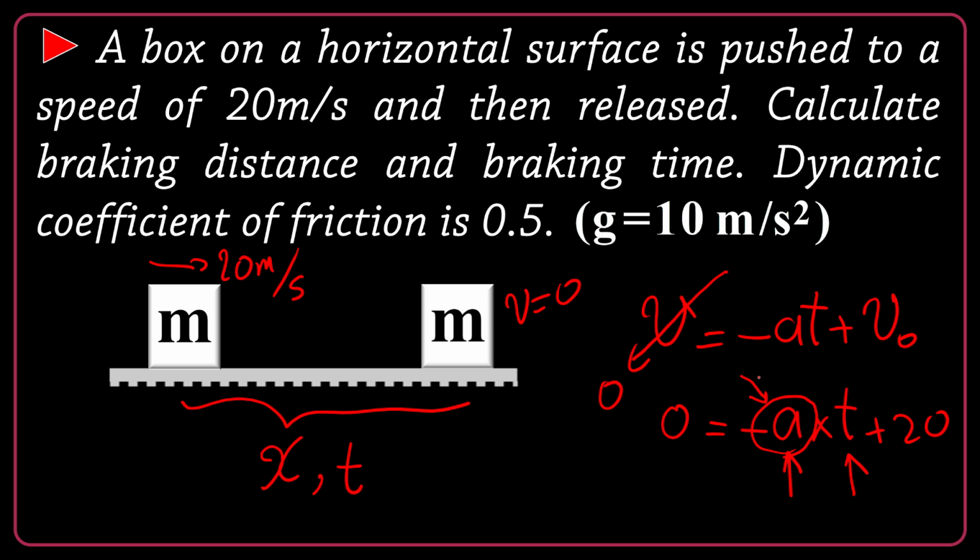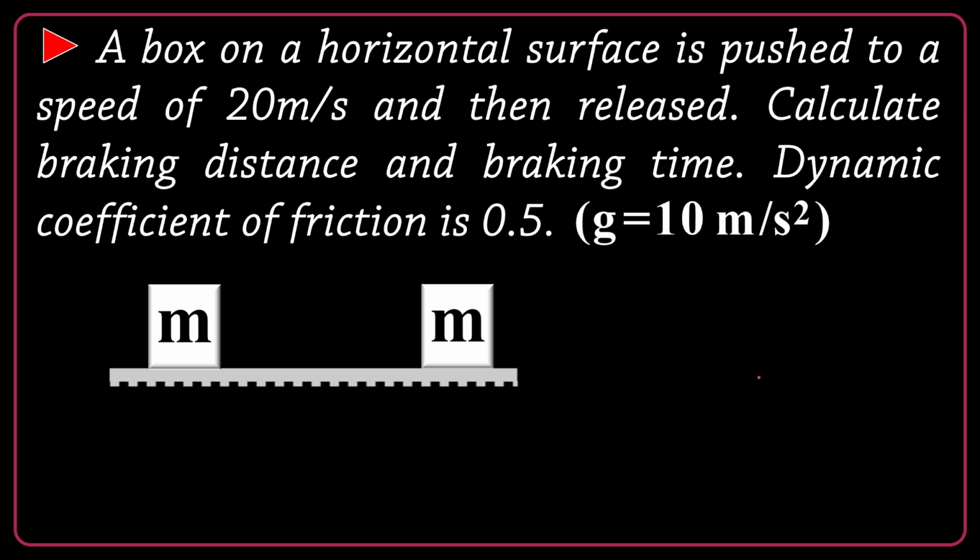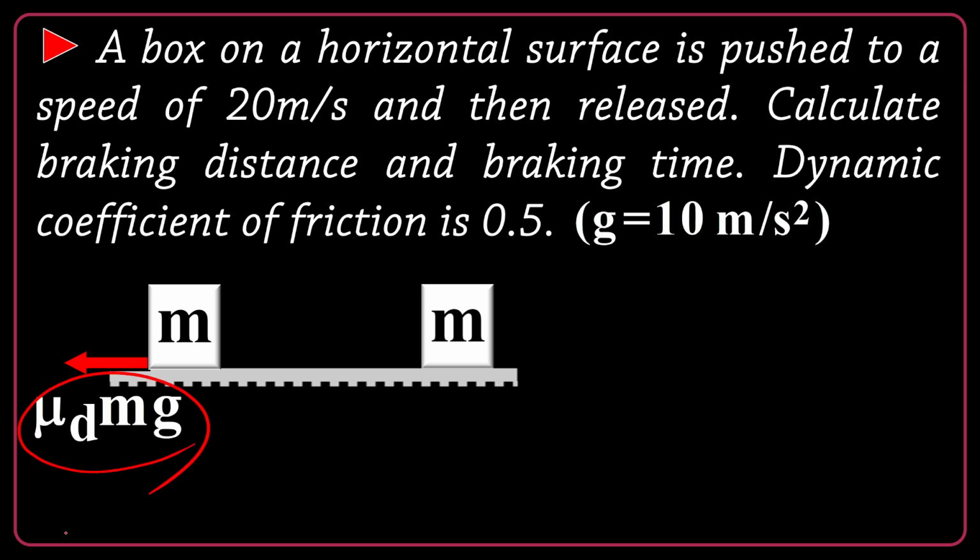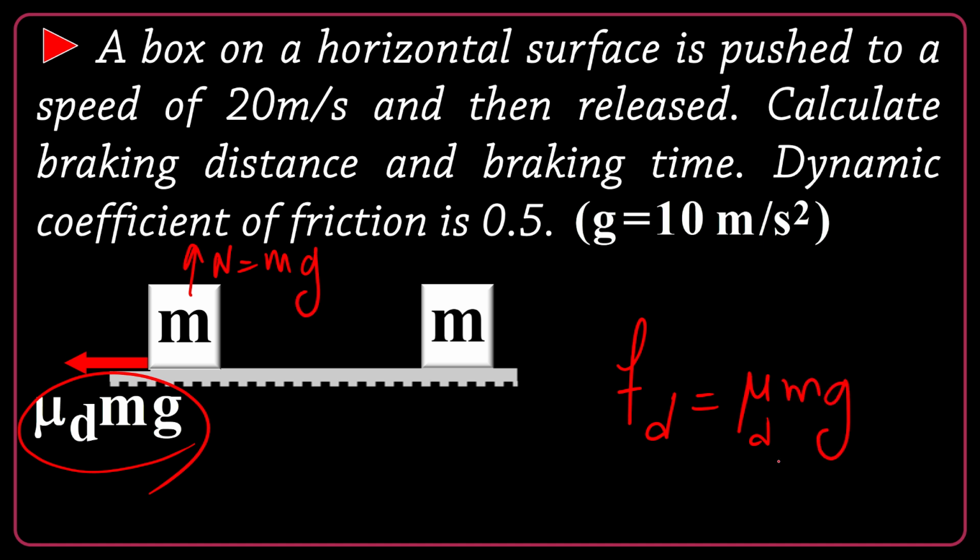To find the acceleration, I can't go for any kinematical approach. In dynamics, I should find the solution first. So first of all, I believe that there is always an opposing force like the friction, which is mu d times mg. You know that dynamic friction is mu d times n, but here the normal force is equal to mg. So instead of n, I can write mg. So it's mu d times mg.